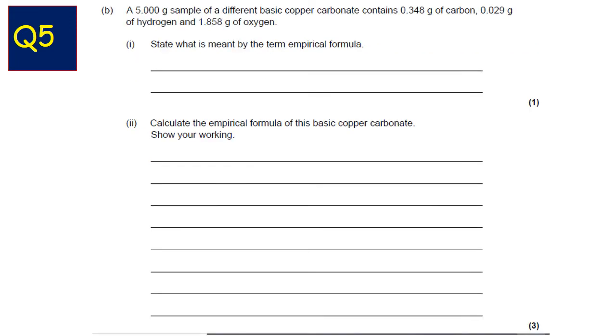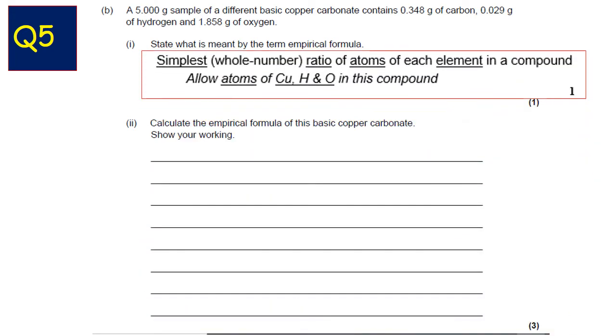So 5b part 1 is a simple definition. What is meant by the term empirical formula? So it's the simplest whole number ratio of atoms of each element in a compound. Those underlined words are essential. They did allow you to substitute atoms for copper, hydrogen, oxygen, given the context of this question.